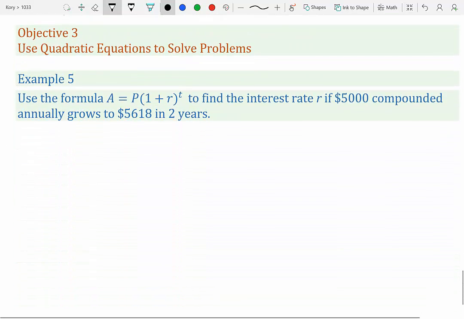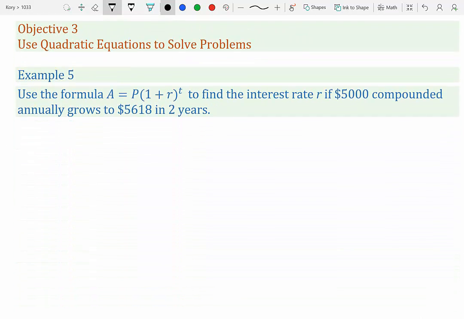Alright, now we're going to solve quadratics to solve problems. So basically an application with a quadratic in it. When you go to college algebra, you're going to focus on this a lot more. Use the formula A equals P times 1 plus r to the power of t to find the interest rate r if 5,000 compounded annually grows to 5,618 in 2 years.